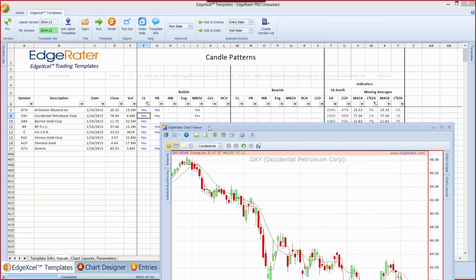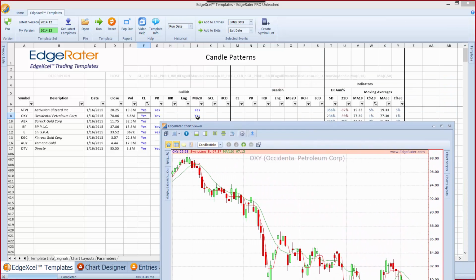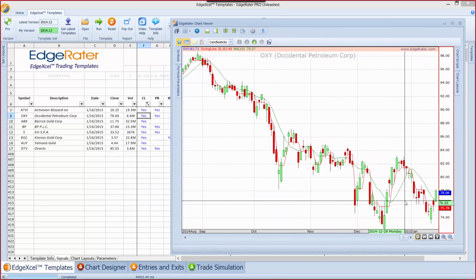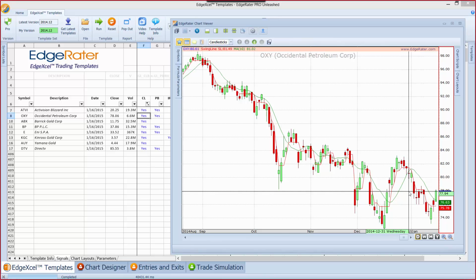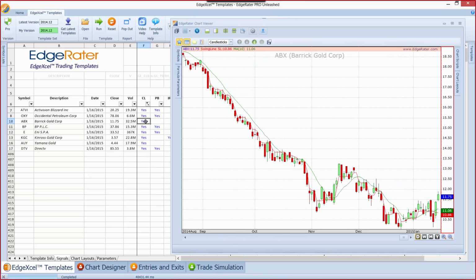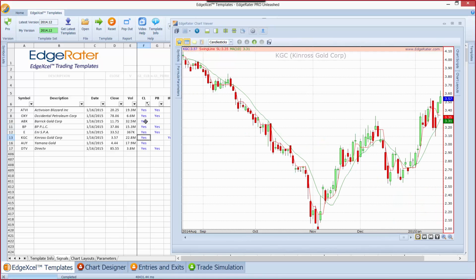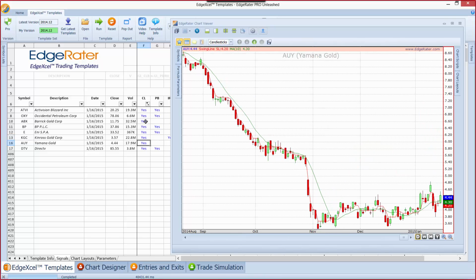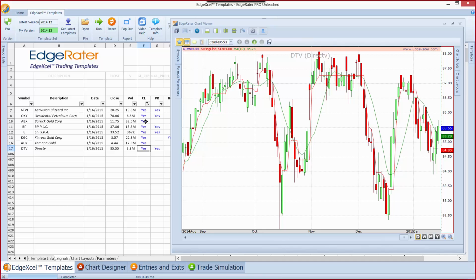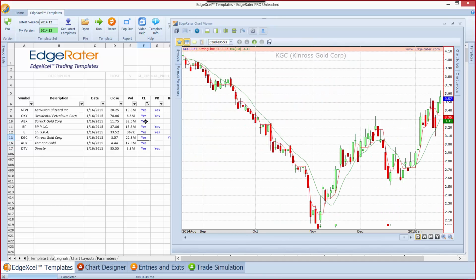Right. And actually that also qualifies as a marubozu, because it's a green, almost a full green candle. So I have a few. There's Barrick Gold there, BP, Kinross Gold. There's quite a few golds have come up in this list. Yeah, and you also have some oil and gas type stocks in there as well.